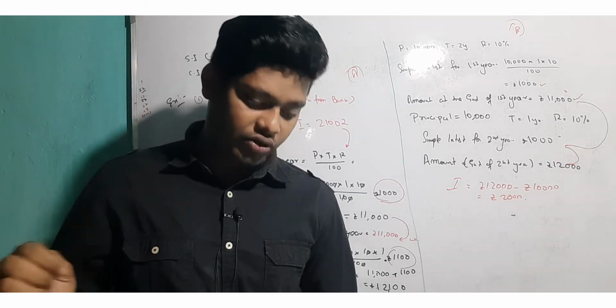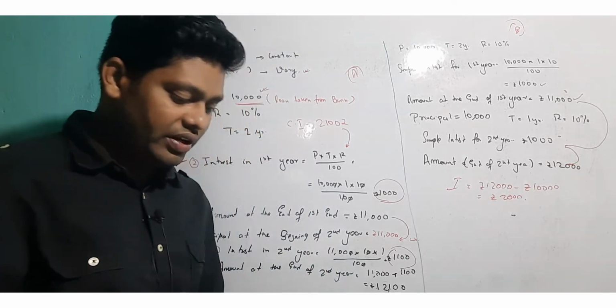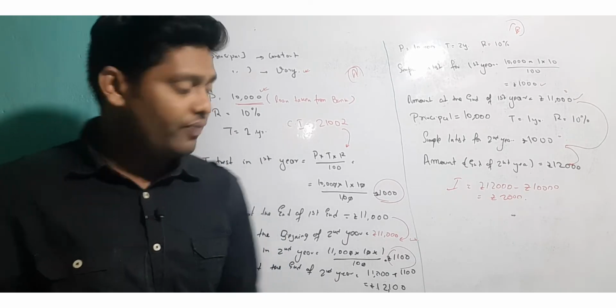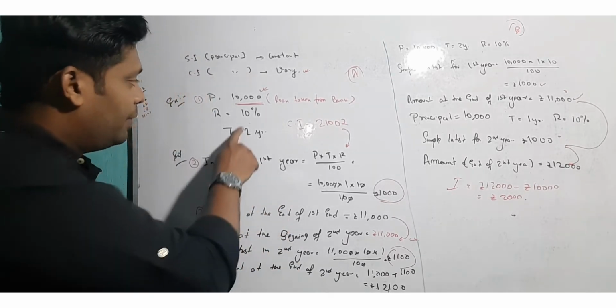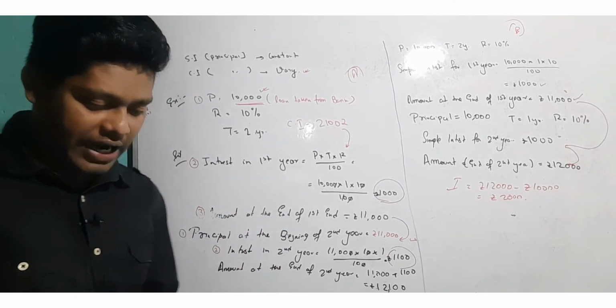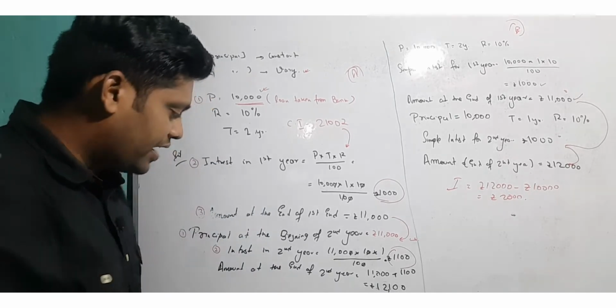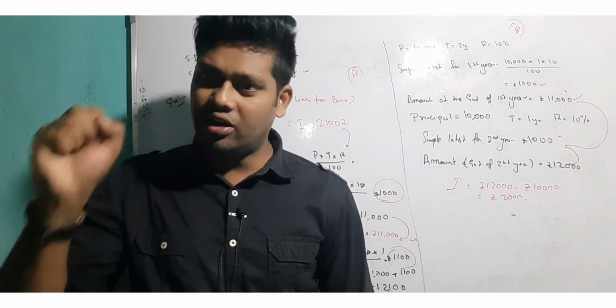Now this one you see, a person invested rupees 10,000 for 2 years and the rate of interest was 10% per annum in a company. This is the question. They are saying to find the compound interest for the second year, meaning at the end of the second year.